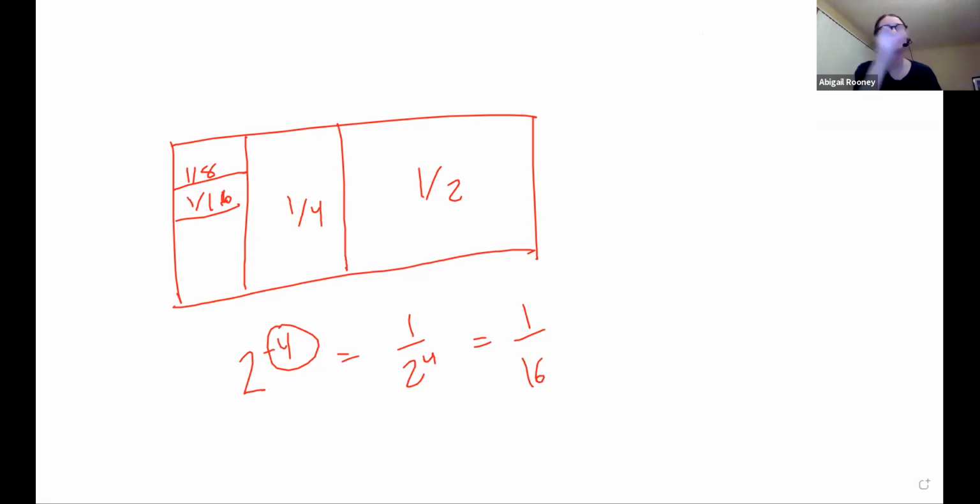Okay. Yeah, but that's the picture I want you to think of for the negative exponent. It's just like this chocolate bar just getting smaller and smaller and smaller. Any questions for me about this?